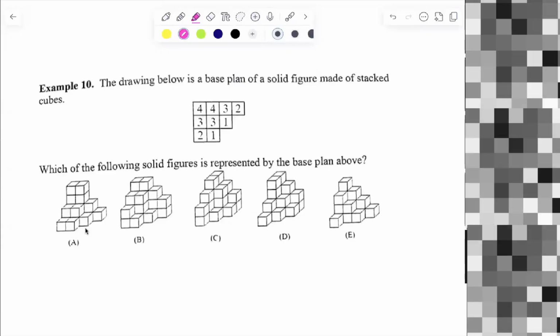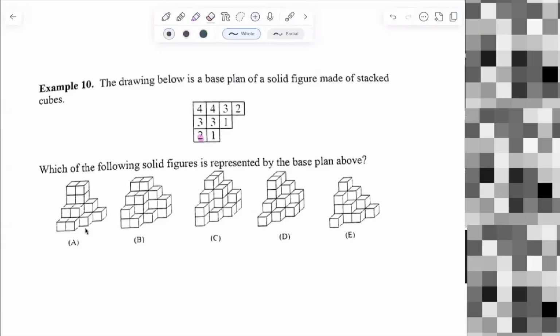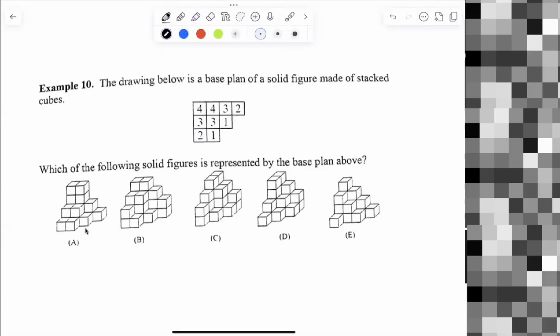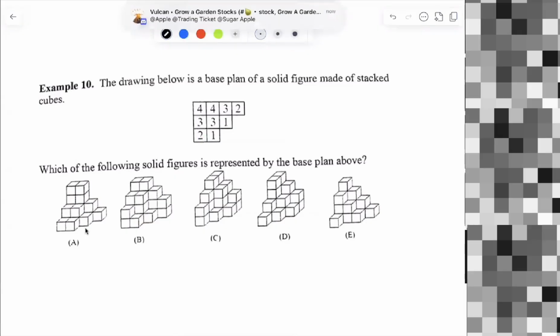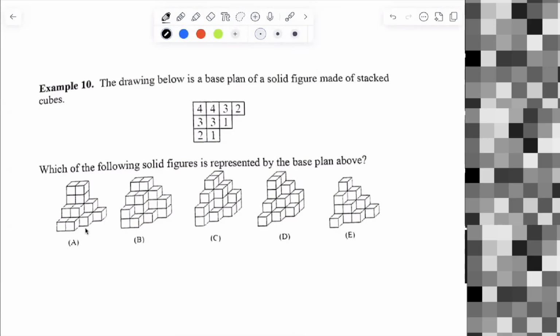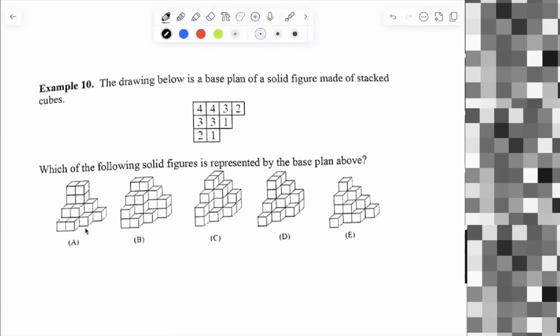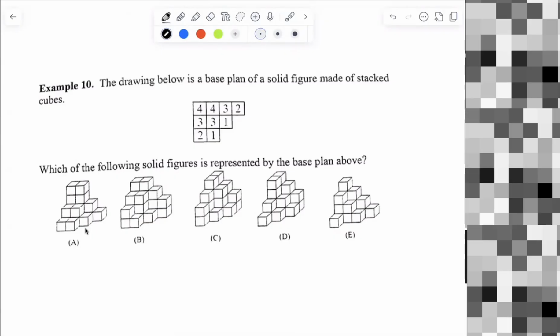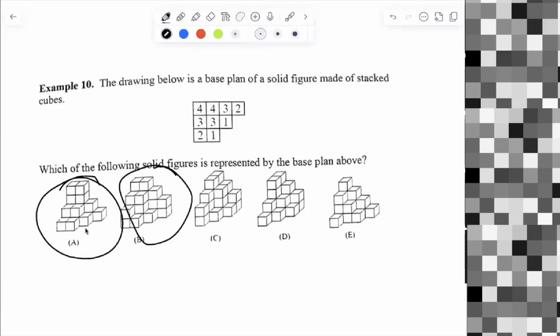For this one, there's two cubes stacked on top of it, and it should have four in the back, three in the middle, and two in the front. Four in the back, three in the middle, two in the front. Only two of them satisfy, B and A.